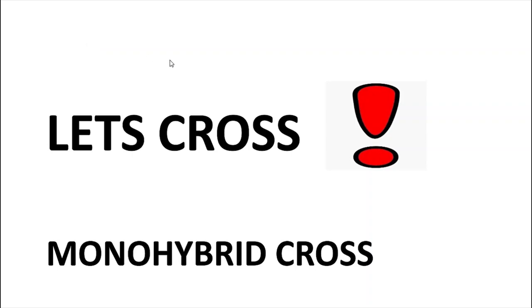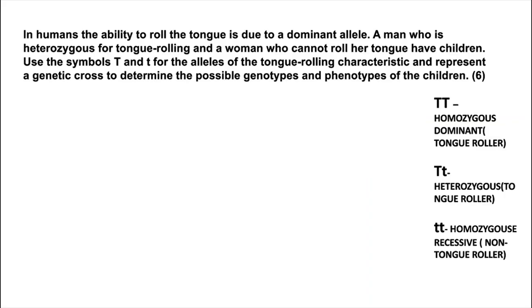Today we're doing genetics and we're doing monohybrid cross. So monohybrid cross involves only one characteristic. Let's look at the statement. It says in humans, the ability to roll the tongue is due to a dominant allele.